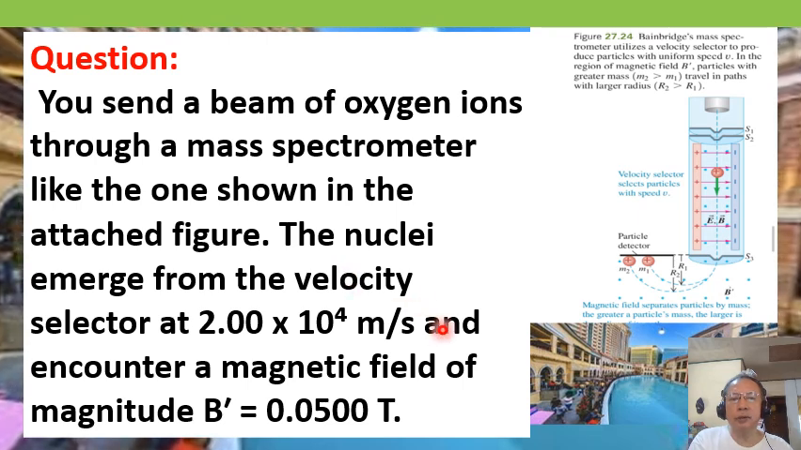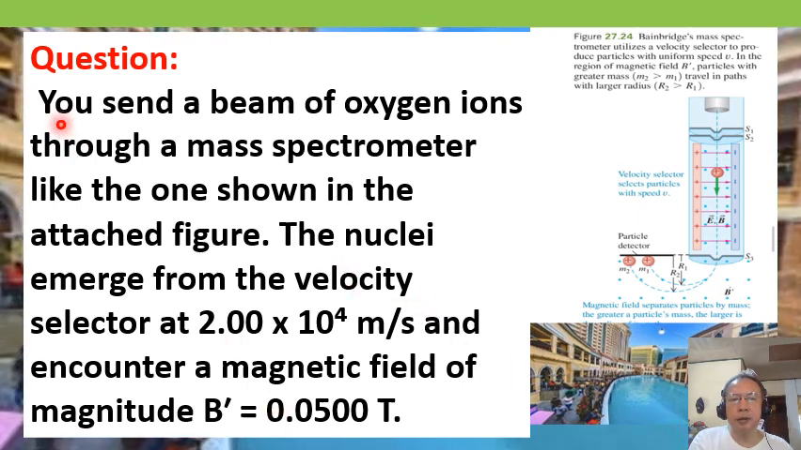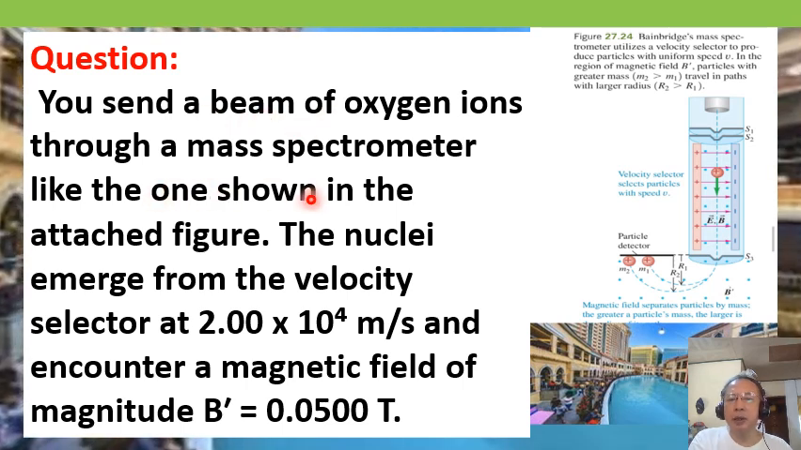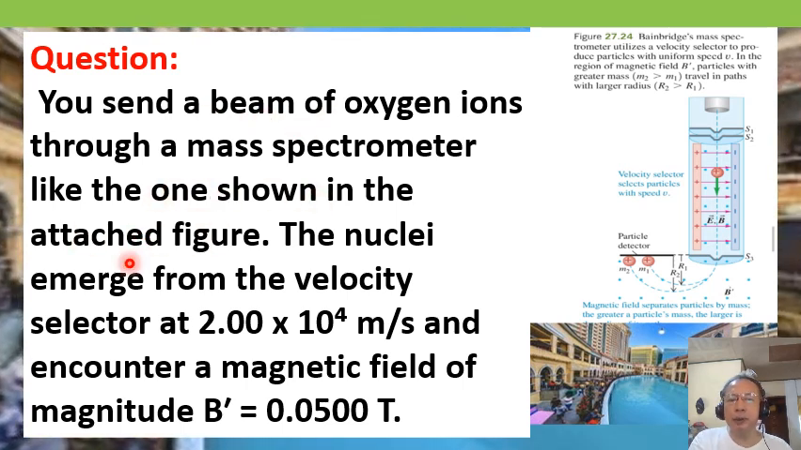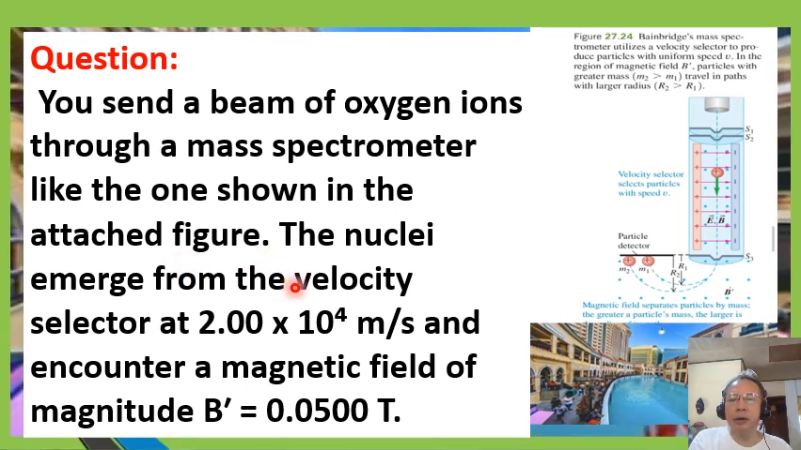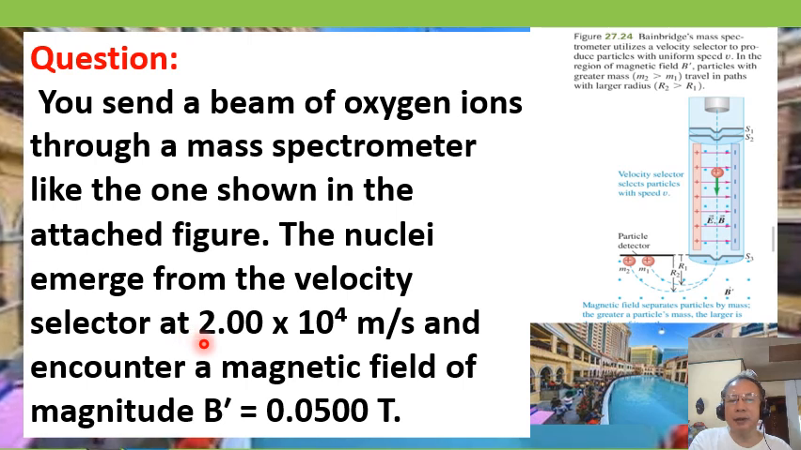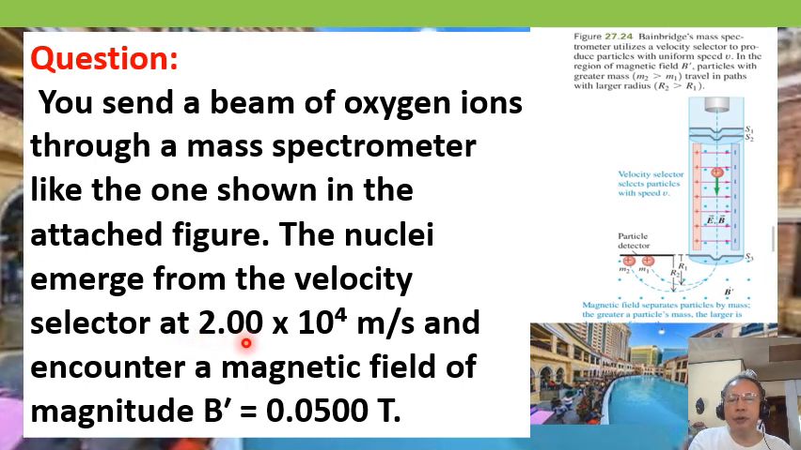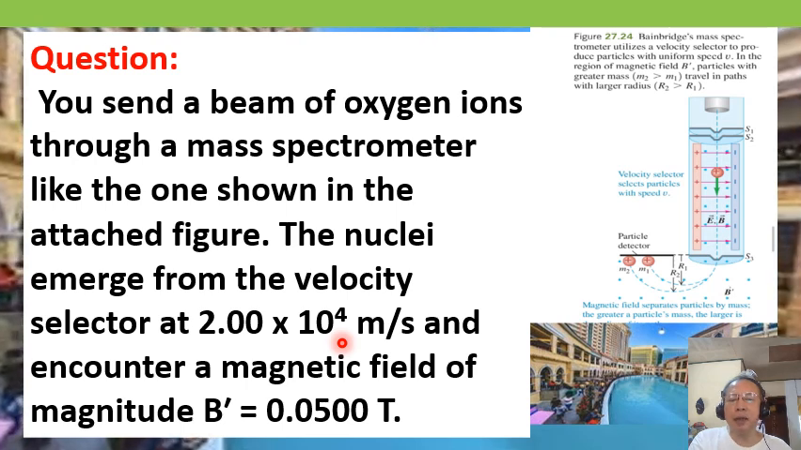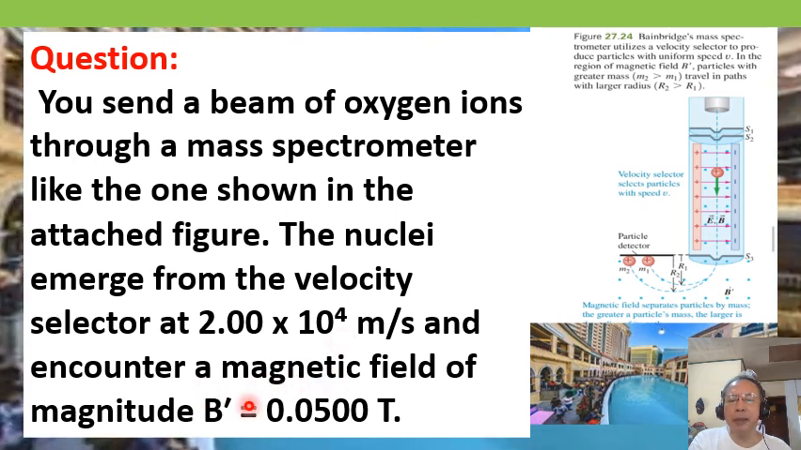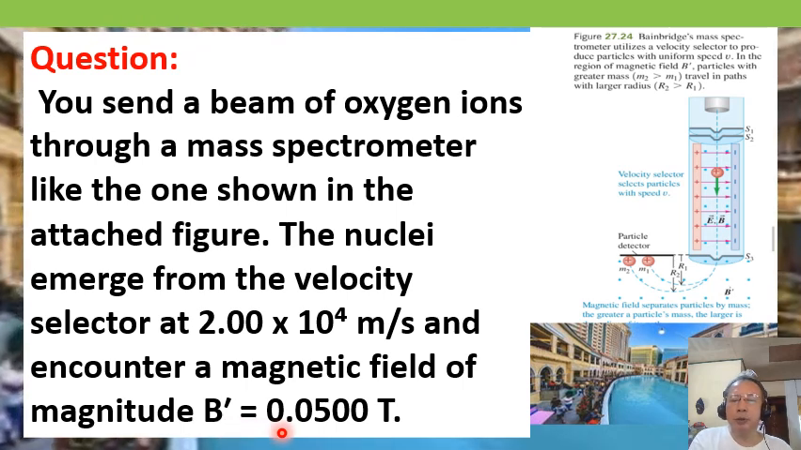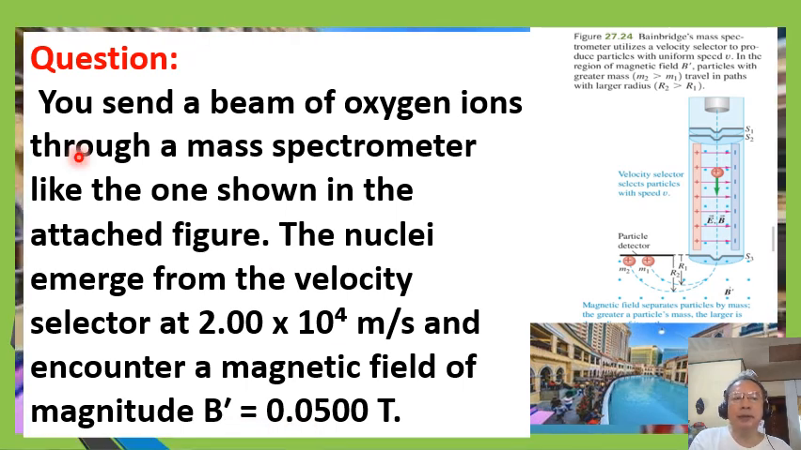The question is, you send a beam of oxygen ions through a mass spectrometer like the one shown in the attached figure. The nuclei emerge from the velocity selector at a speed of 2.00 × 10^4 meters per second and encounter a magnetic field of magnitude B prime equals 0.0500 Tesla.